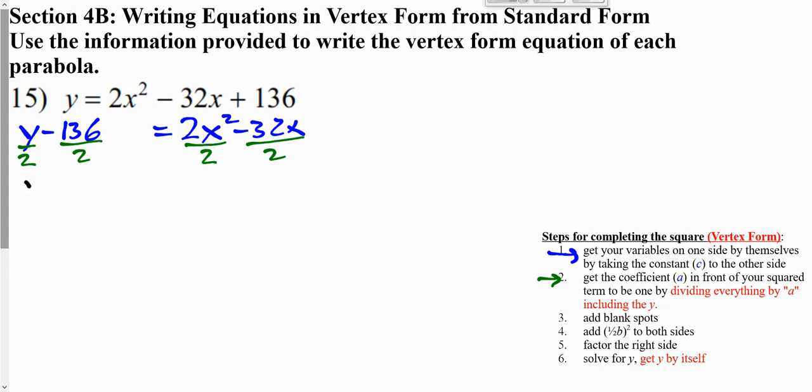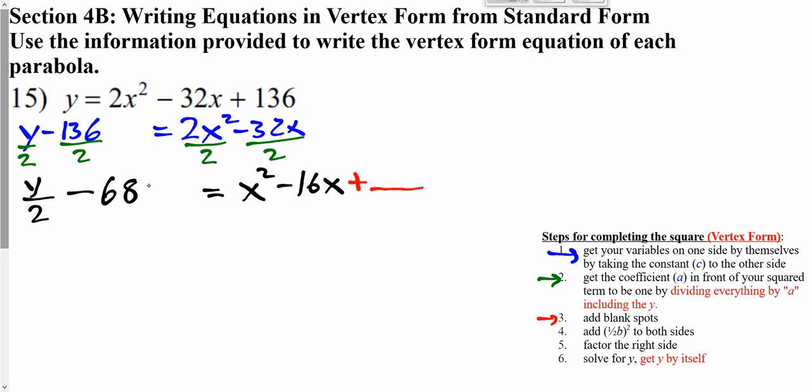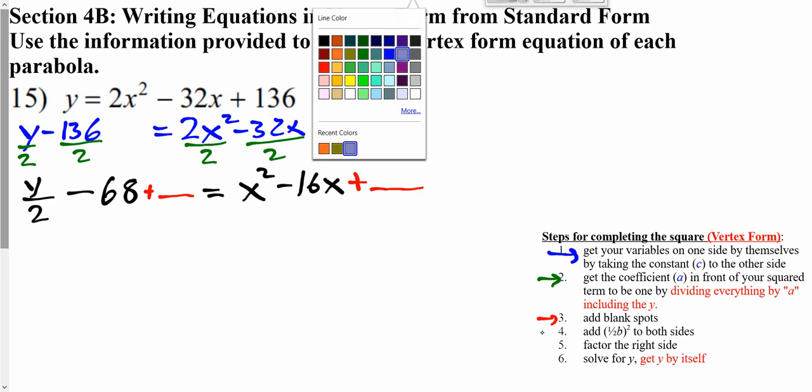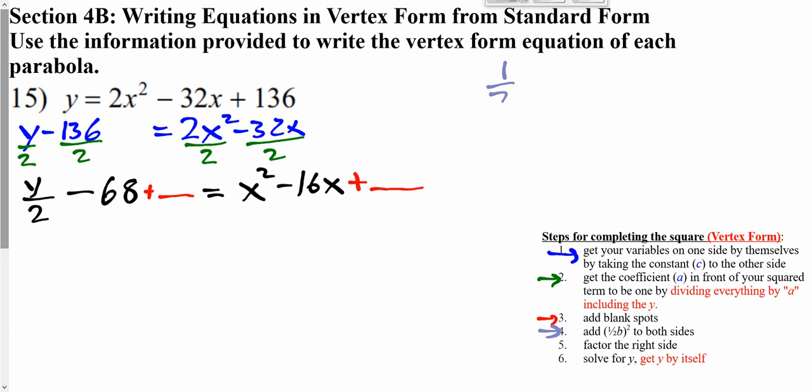And so I end up getting y over 2 minus, in this case, this 136 over 2 does simplify down to a 68, equals x squared minus 16x. Well, now I'm going to go ahead and add my blank spots, just like we were doing before. And then we need to go ahead and add half of b squared. 1/2 of b, remember 1/2 b is that 16. That's what's in front of our x to the first power. And so we get 8.